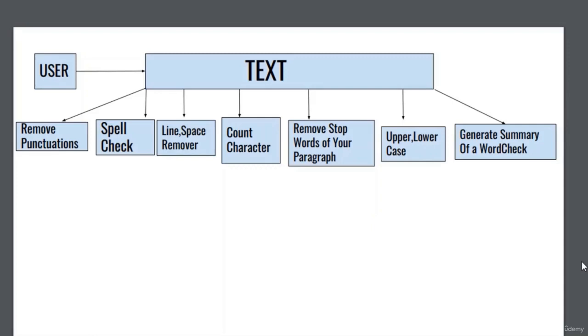Now let us see how we are generating the summary of a given word. So we will be using the Wikipedia module, which can generate a summary of a given word. So these are the operations that we are going to perform for our website. Now let's start coding each operation in the Colab notebook.